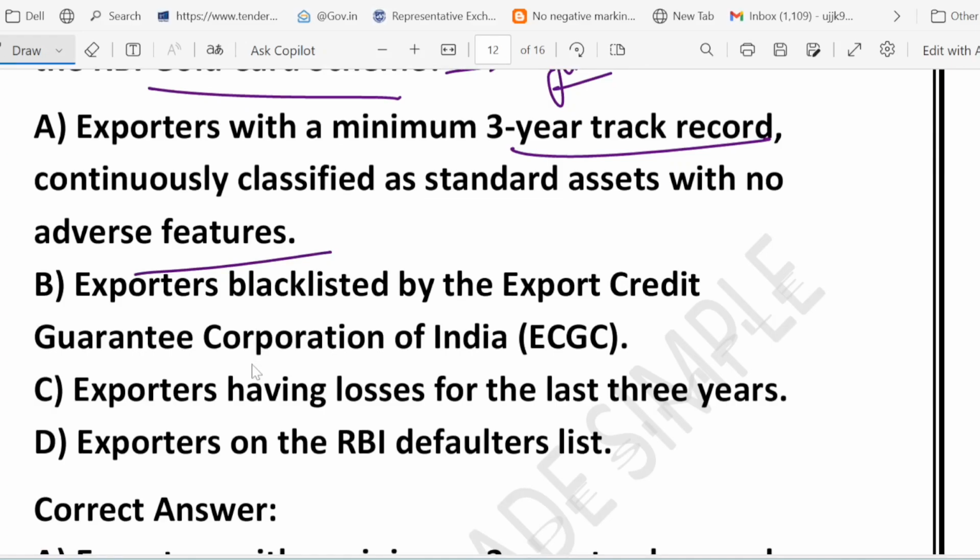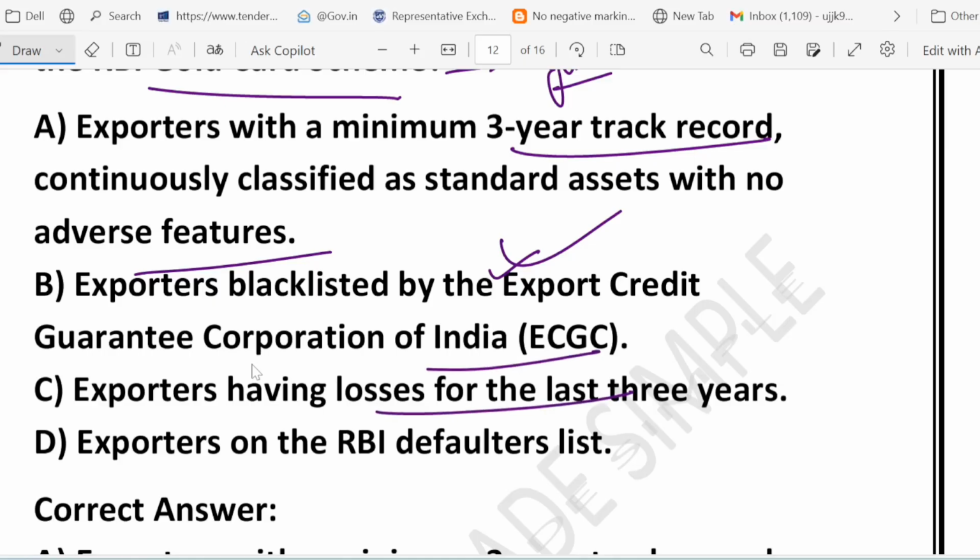Option A says exporter with at least 3 years of good track record with account always standard. Yes, this sounds good, like a perfect candidate for the gold card. What about B? B says exporter blacklisted by ECGC. You know what ECGC is? Export Credit Guarantee Corporation. So if you are blacklisted, obviously you won't be given a gold card, right?